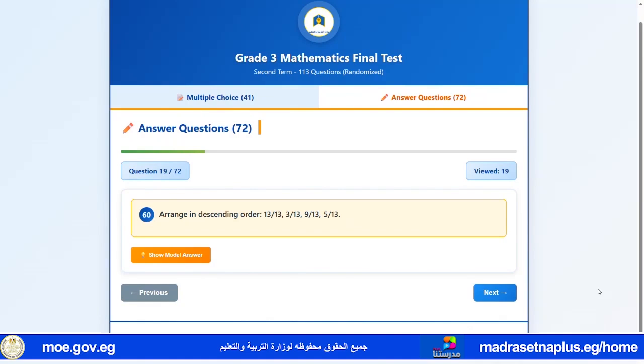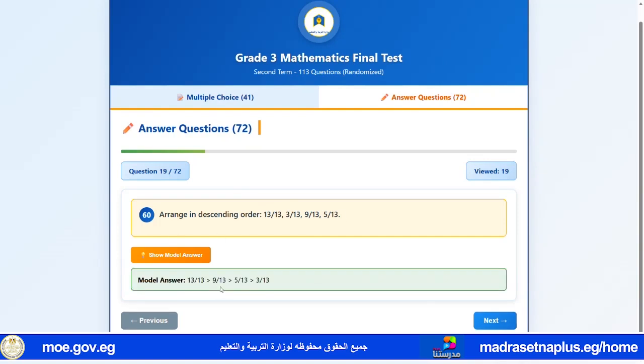Arrange in descending order. What is meant by descending? That means from the most to the least, from the greatest to the smallest, from up to down, like going downstairs. We have 3/13, 9/13, and 5/13. So this means from the greater to the smaller. Which one is the greatest? Yes, 9/13, then 5/13, and 3/13.